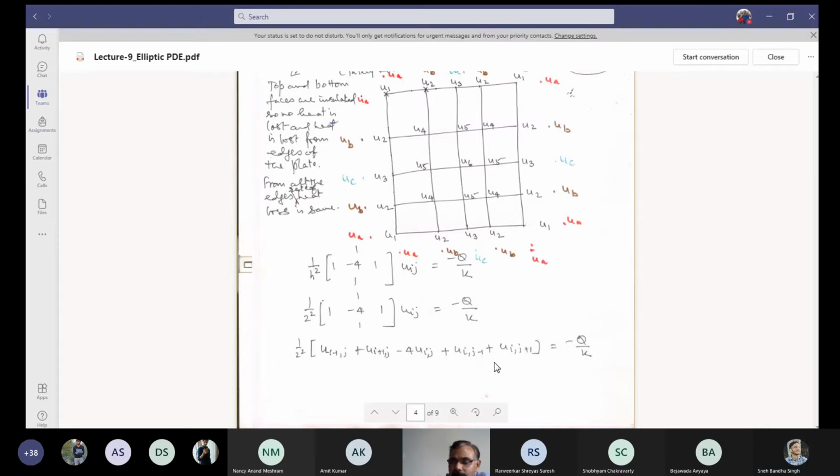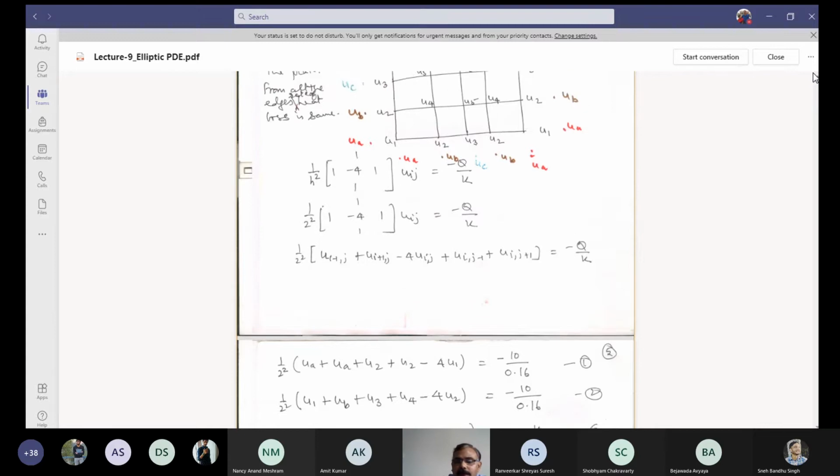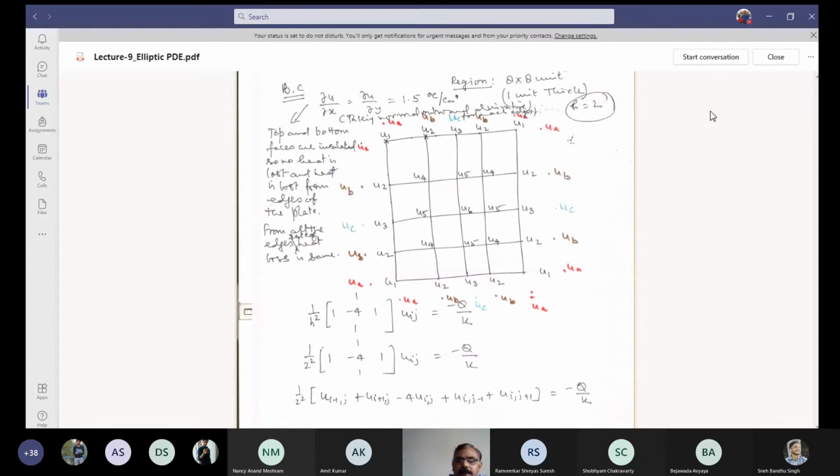Yes, sir. So this is what is there. If this is written for u1, if you see u1 inside also, that's what you have to get. Now you have to get two equations. For u1, one you have got using your derivative boundary condition. Another you will get using the general discretization. So for u1, it will be minus 4 u1 plus u2 plus ua plus u2 plus u2. Is that right? Yes, sir.